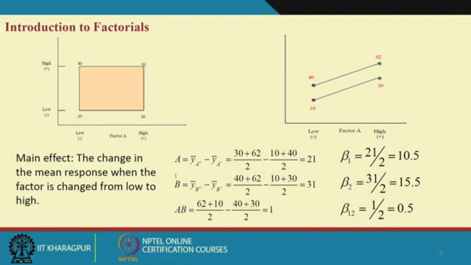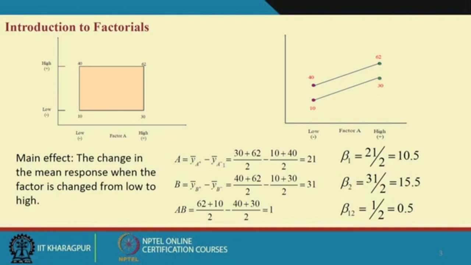So, what we want is to compute the main effects. Suppose we are interested to compute the main effect of factor A. In that case, what do you do? You take the average of the response when A at high minus the average of the response when A at low. So, this is denoted by A equal to y A plus bar minus y A minus bar.